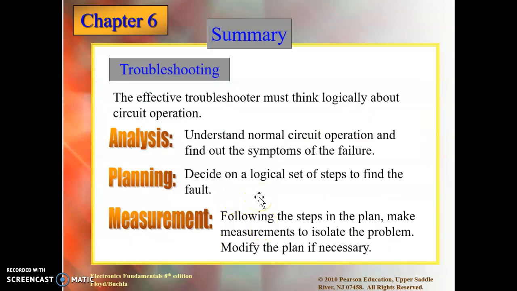Troubleshooting: the effectiveness of troubleshooting depends on thinking logically about circuit operation. Analysis: understand normal circuit operation and find out the symptoms of the failure. Planning: decide on a logical set of steps to find the fault. Measurements: following the steps in the plan, make measurements to isolate the problem, and modify the plan as necessary. So yes, you have to understand how the circuit is supposed to operate before you can start creating a plan on how to fix it, and that comes with practice.